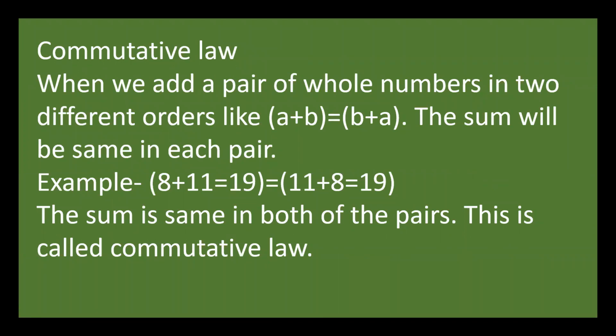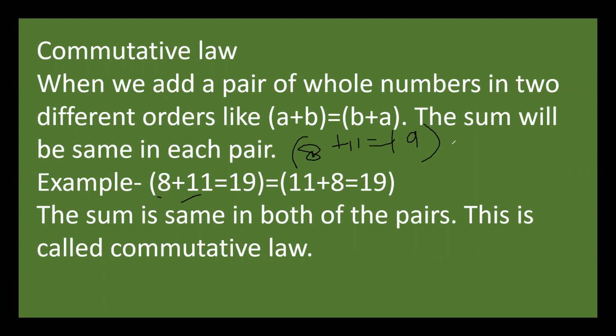So now let's learn the commutative law. It is a bit confusing, so I'll be explaining it in detail. When we add a pair of whole numbers in two different orders, like a plus b equals b plus a, the sum will be the same in each pair. So what it means is, just like you have 8 plus 11, you have two numbers 8 and 11. First of all you make a bracket and then you add it like 8 plus 11, that is equal to 19.